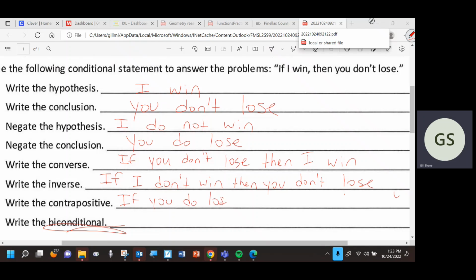if you're not getting all of this, you got a lot of practice to do before Thursday. If you do lose, and again, now I use the negated hypothesis, then I do not win. So again, we negated both of them and we flipped the order. So you shouldn't have either of these in your final product because they both got changed. Do I have I win? I don't have I win. Do I have you don't lose? I don't have you don't lose. So you should never have those two original things in a contrapositive. You're changing both of them as well as changing the order of them.